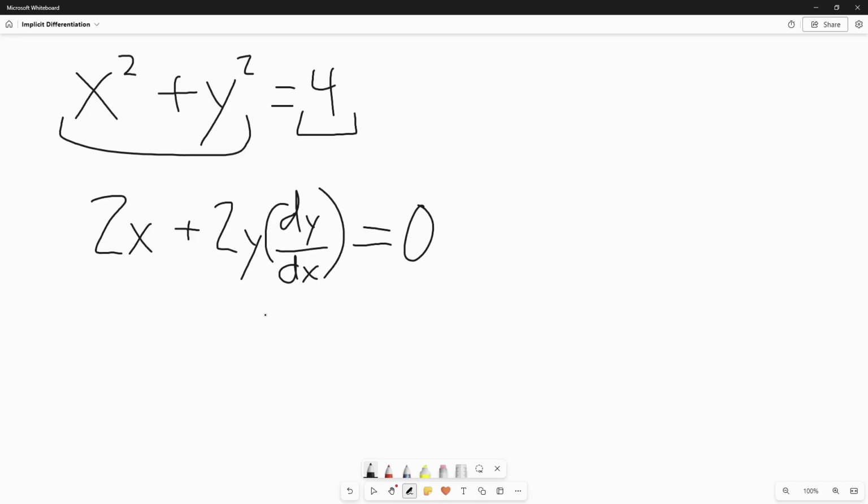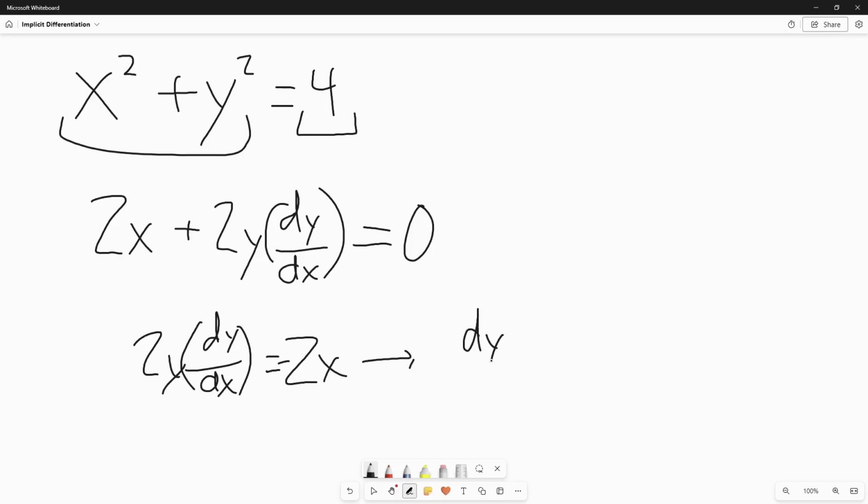And now we completed it, but it's not really useful because dy over dx isn't by itself. So what we can do is rewrite it as 2y dy over dx is equal to negative 2x, and then this becomes dy over dx is equal to negative x over y. And that's our final answer.